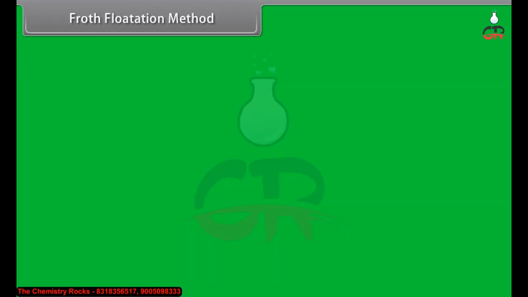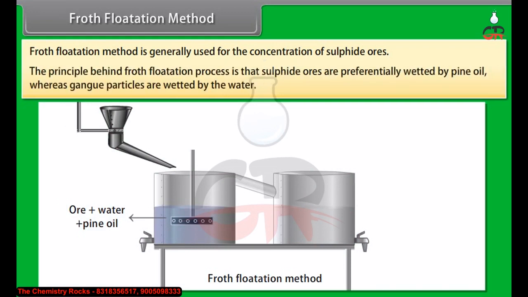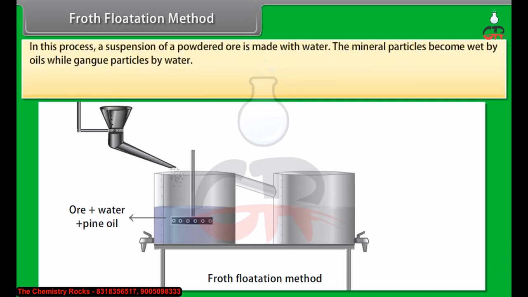Froth flotation method. This method is generally used for the concentration of sulfide ores. The principle behind froth flotation process is that sulfide ores are preferentially wetted by pine oil, whereas gangue particles are wetted by water. In this process, a suspension of a powdered ore is made with water. Collectors like pine oil, fatty acids, and xanthates are added to it. Froth stabilizers like cresols and aniline stabilize the froth.